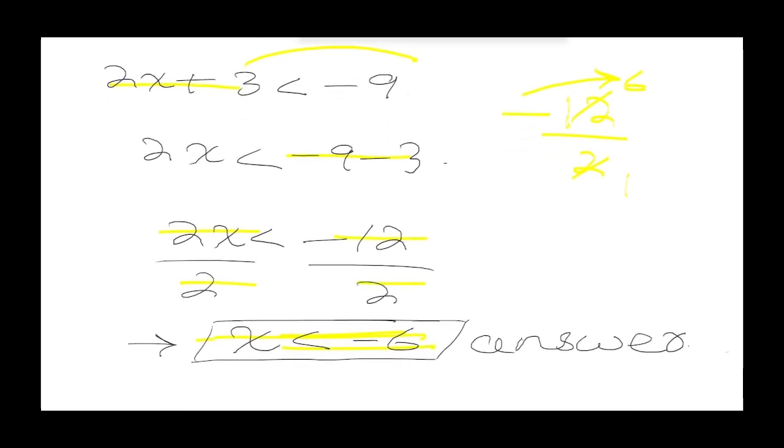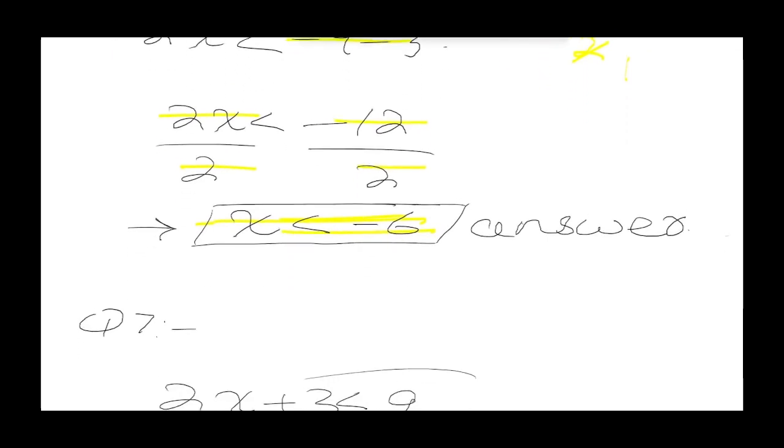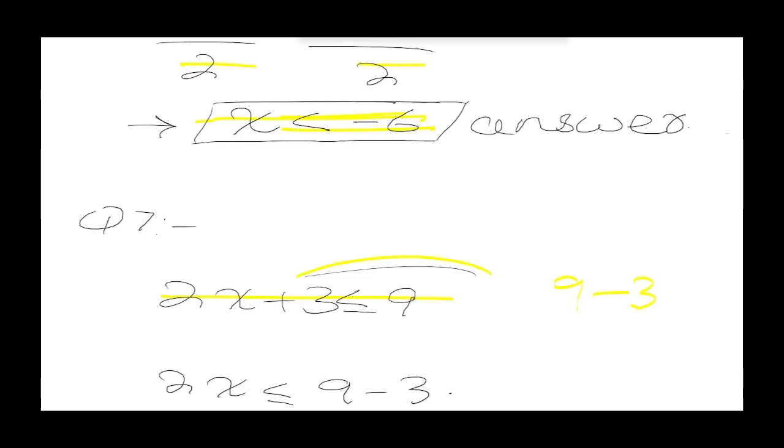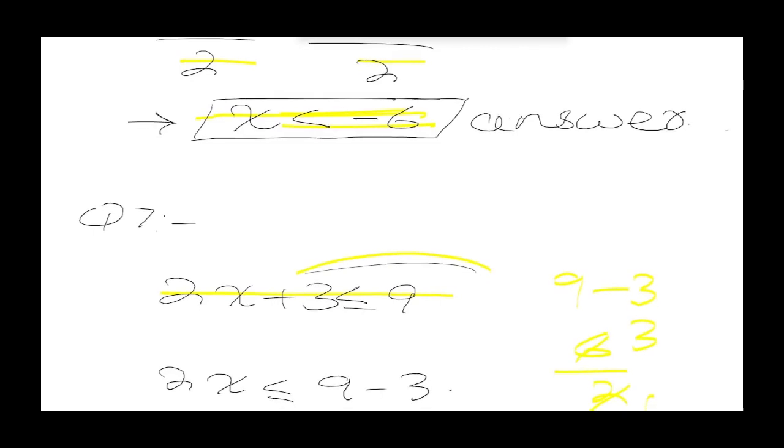Now let's move on to the next question, which is question number 7. Here the inequality is given as 2x plus 3 being less than or equal to 9. So the 3 will go to the right. So 9 minus 3, and then 2x is less than or equal to 9 minus 3. So what is 9 minus 3? That is 6. So 6 will be divided by 2. So 2 ones are 2 and 2 threes are 6. So x is less than or equal to 3.